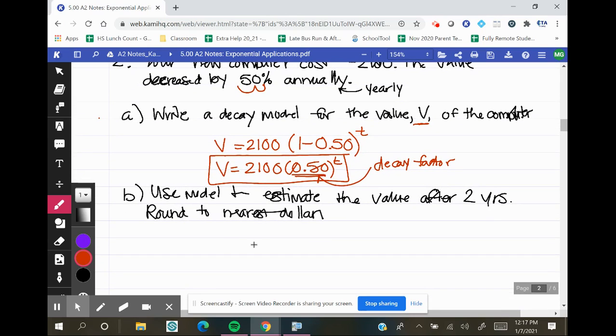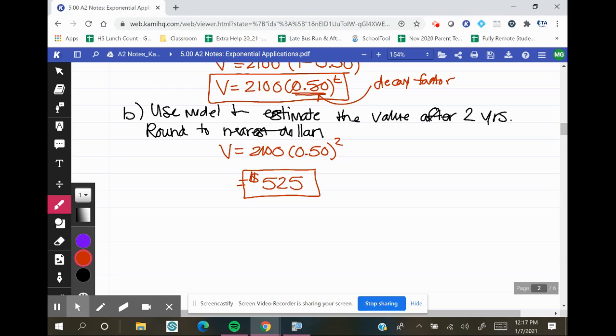And here you should have just shown your substitutions. So we want 2 years. So you're just subbing in your 2, type that into your calculator, and you should get $525 for your final answer. Please make sure you're typing all of this in and doing it on your own, not just copying it down.